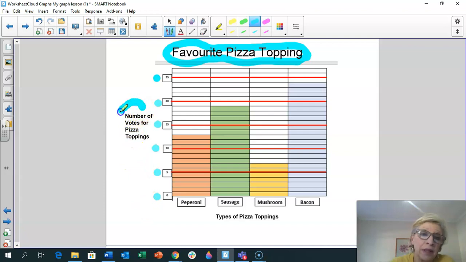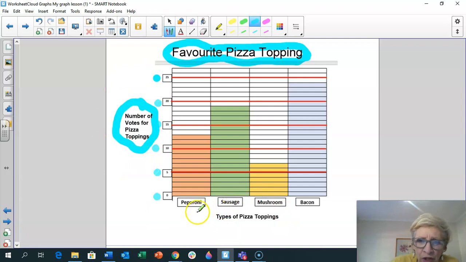And I've got to label this too. I could have just said number of votes. That would have been fine because that there helps me to show the number of votes, those numbers on our vertical axis, which means the axis or the line that's going upwards. And that's the label for that one.